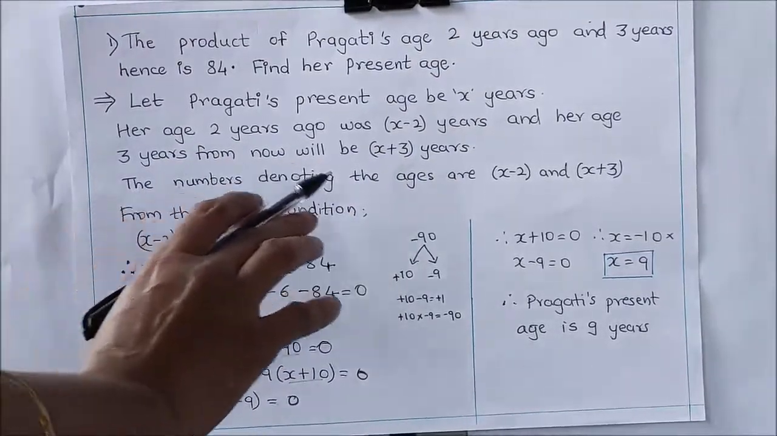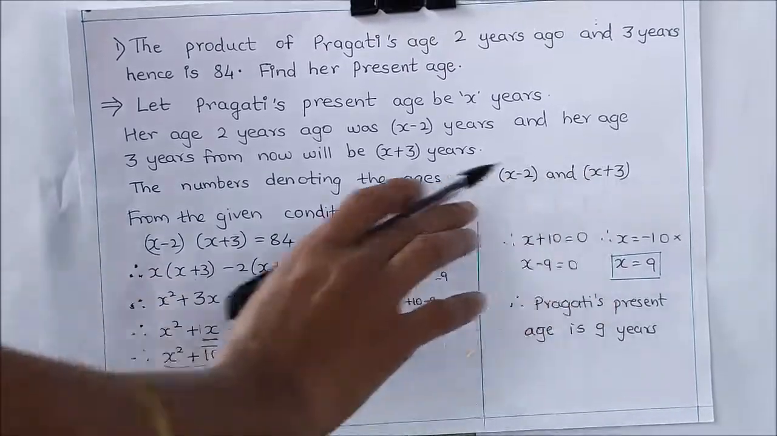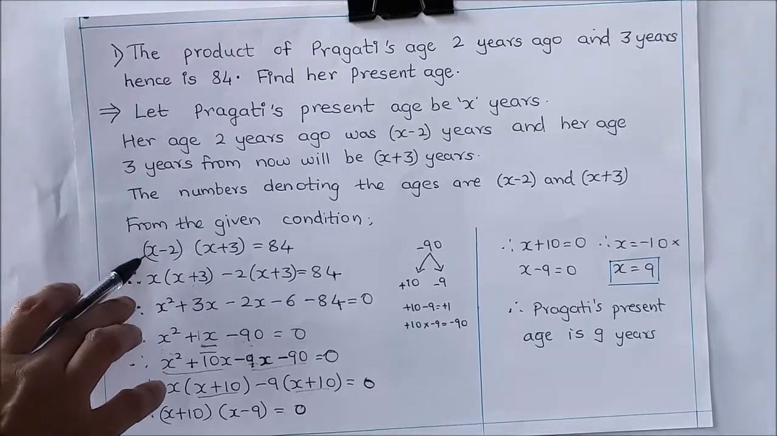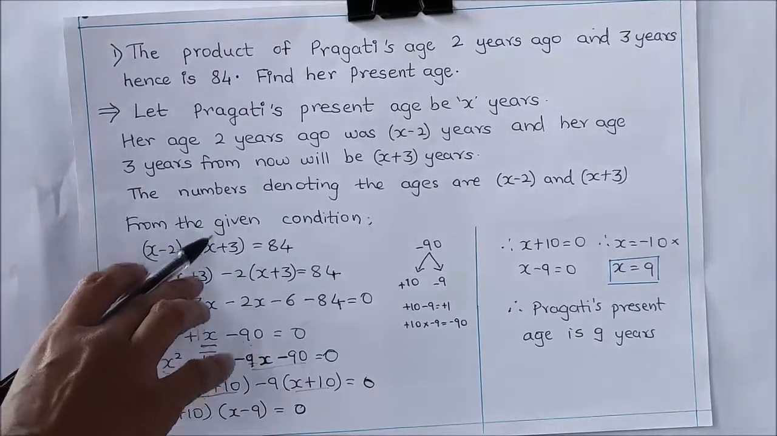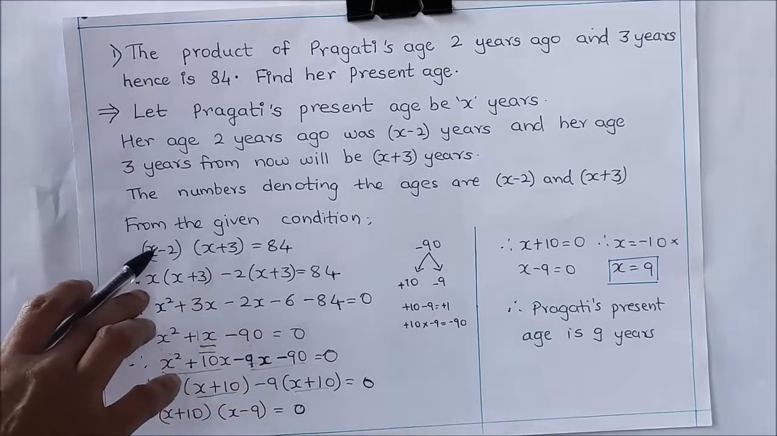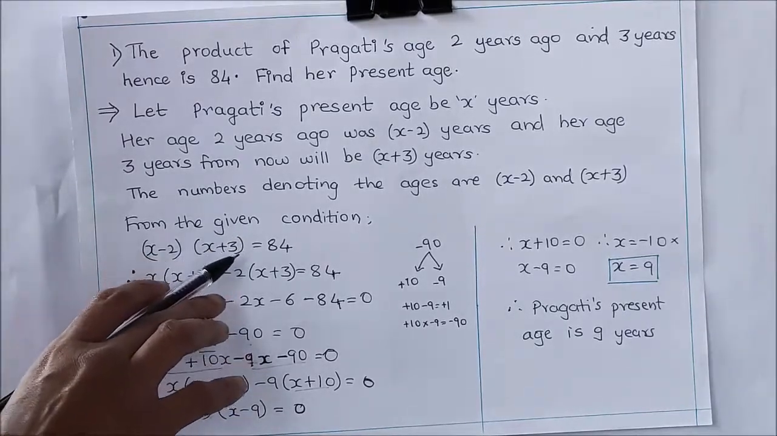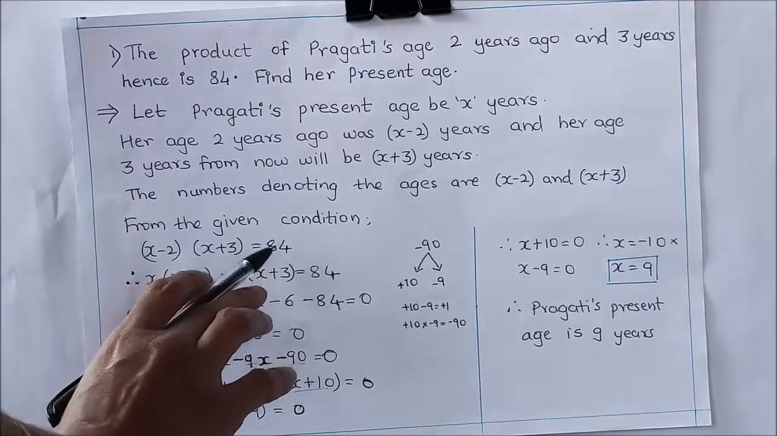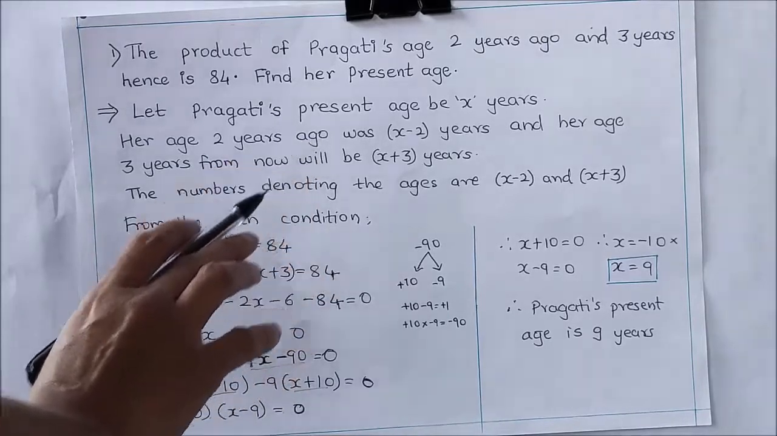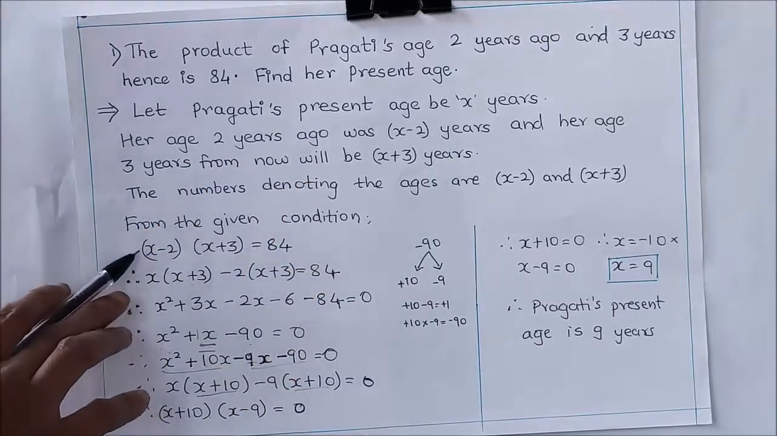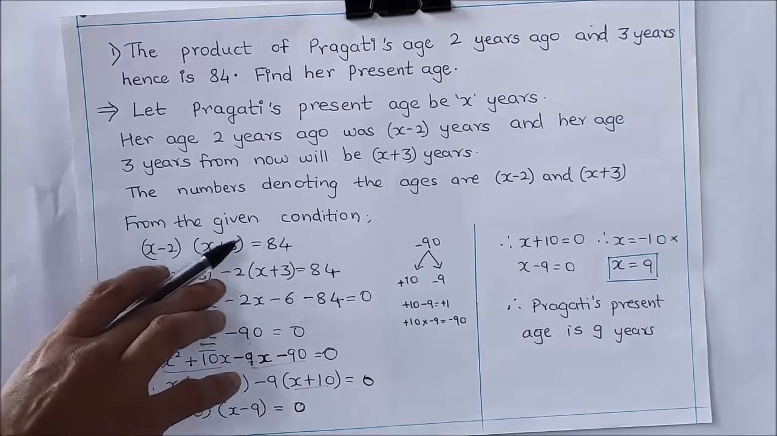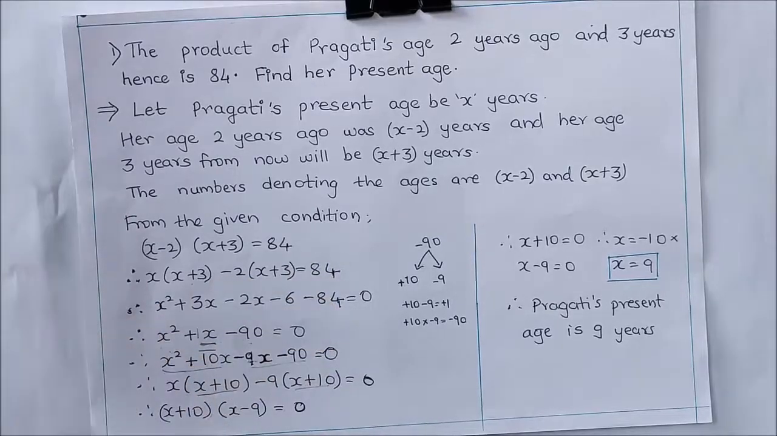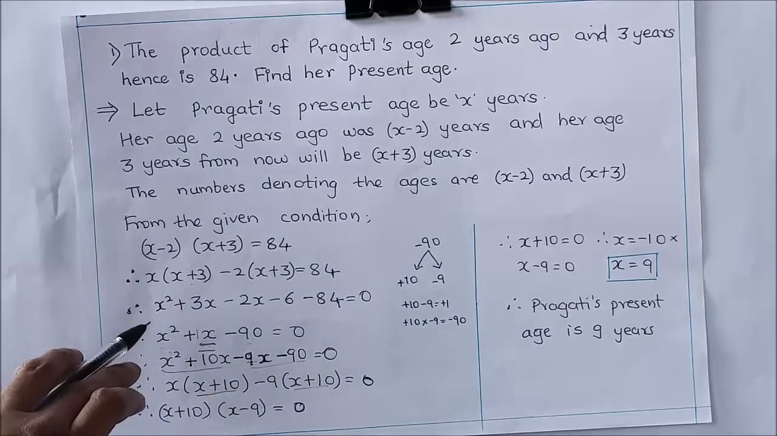Now the numbers denoting the ages are x minus 2 and x plus 3. From the given condition, we write in brackets (x minus 2)(x plus 3) equals 84, the product of her age 2 years ago and after 3 years. We have to find her present age. Let us multiply: x into x plus 3 minus 2 into x plus 3 equals 84. Now we will convert it into a quadratic equation.